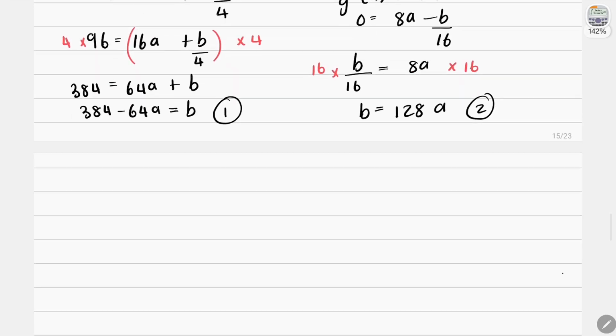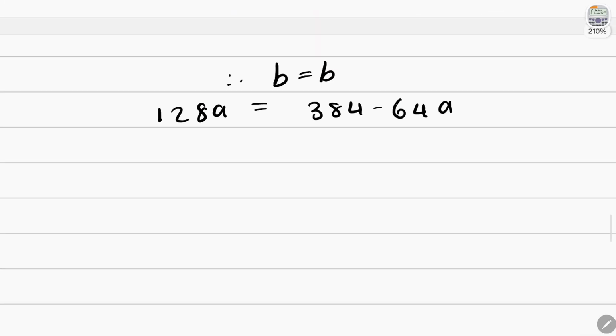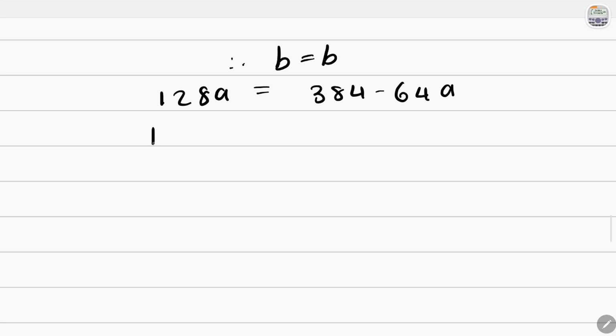Okay, so we've got equation 1 and equation 2. They're both in terms of b. Don't even have to call it that. We can just say b is equal to b, and so 128a is equal to 384 minus 64a, and now we're just solving. So we can transpose that 64, 128a plus 64a is equal to 384.